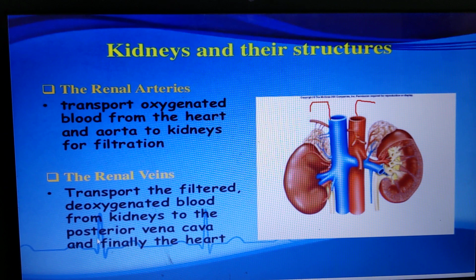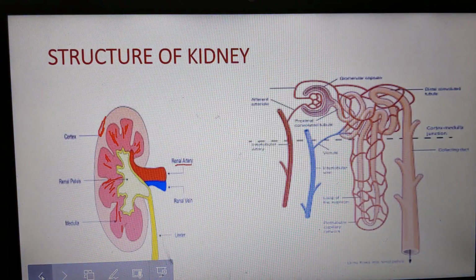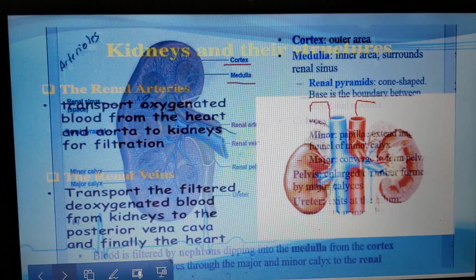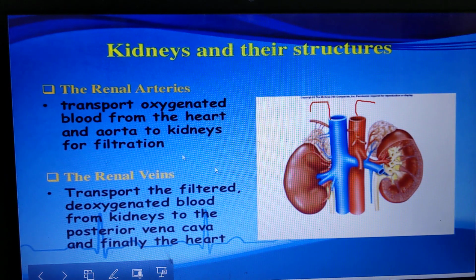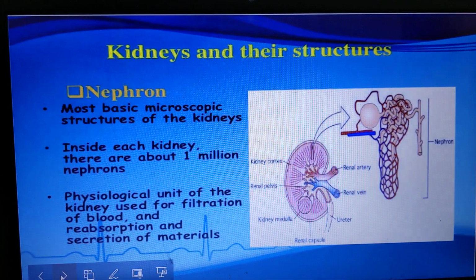Let me show you this picture. What happens in the renal artery and what happens in the renal vein? The renal artery transports oxygenated blood from the heart and aorta to the kidneys for filtration, and the renal vein transports the filtered deoxygenated blood from the kidneys to the heart through the vena cava.